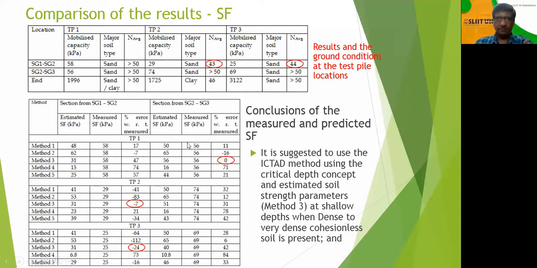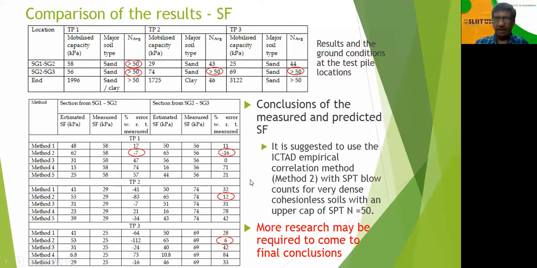soil at the ground surface, both of these are actually at the ground surface level, then the ICTAD method 3 may be reasonable. That is the conclusion that we get here. And if you look at the very dense material, that is when the SPT N value is greater than 50.